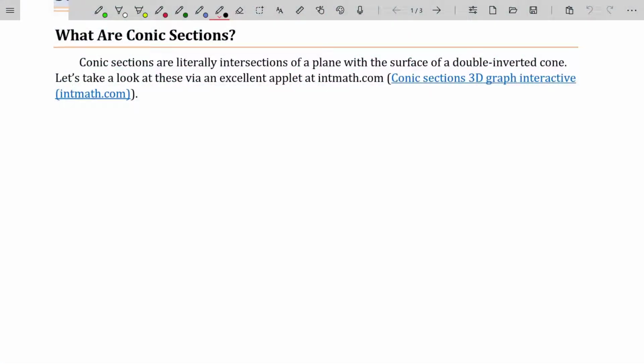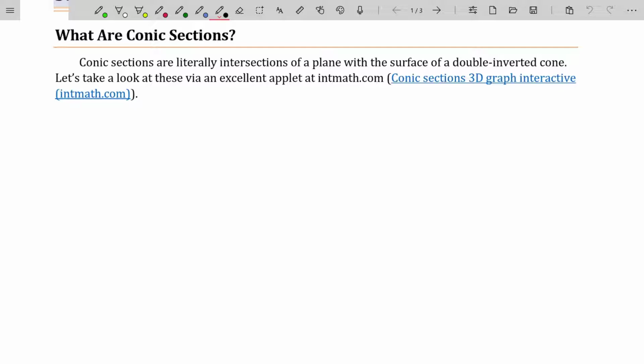Hello, my name is Roy Simpson, professor of mathematics at Cosumnes River College in Sacramento, California. This topic is usually reserved for the end of a trigonometry or college algebra or pre-calculus course. It's all about analytic geometry, is what it's really called, but really they focus in on conic sections.